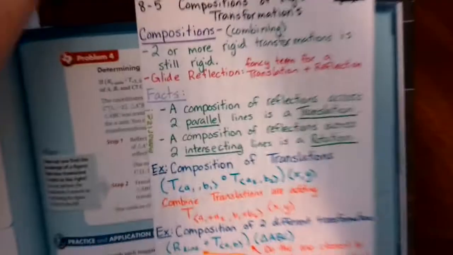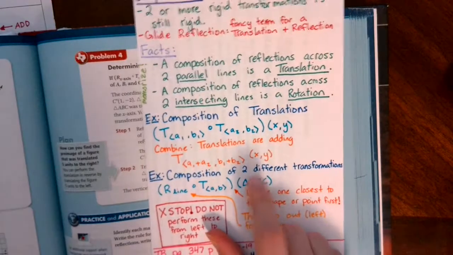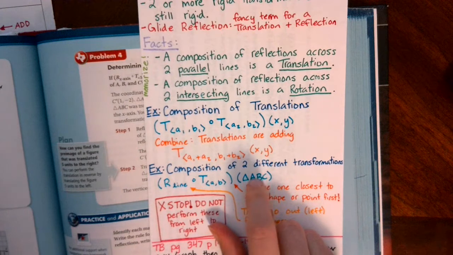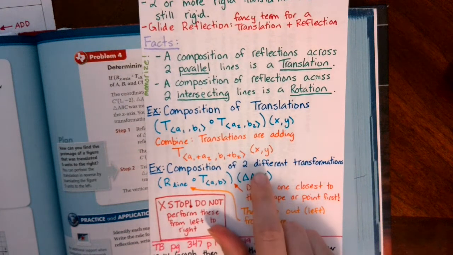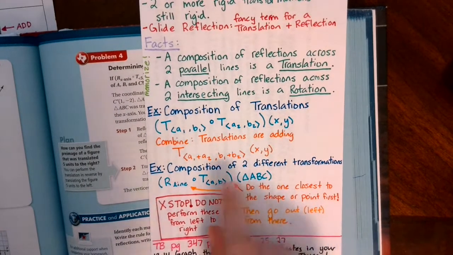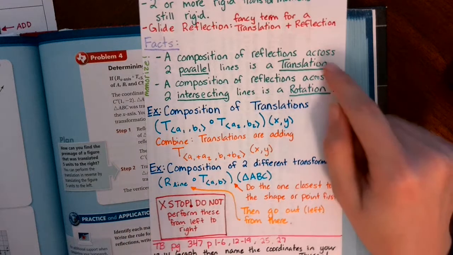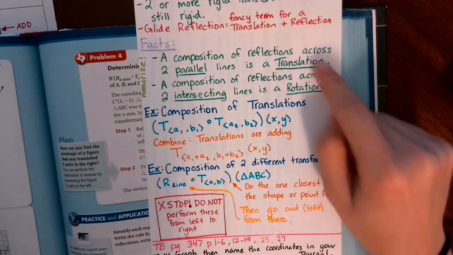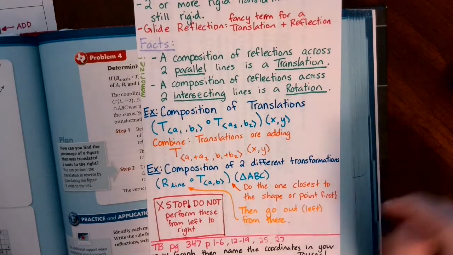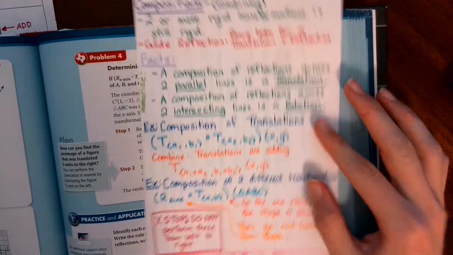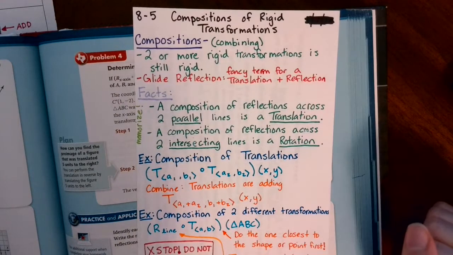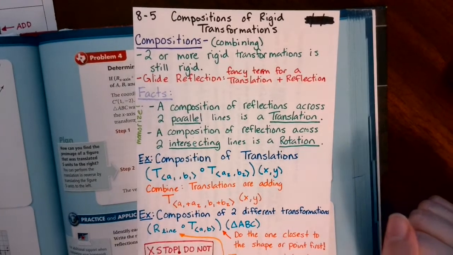I know it's a little bit confusing, but as long as you do the closest one to the shape first, if you're given that shape, that is very important, and then move out from there. These two things, memorize them, will save you, and we've already learned about compositions of translations. So this is what 8-5, composition of rigid transformations, is all about.